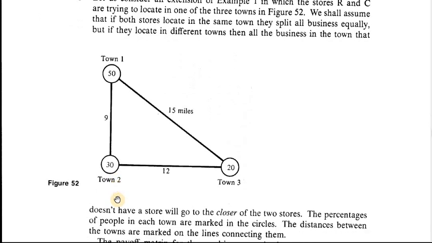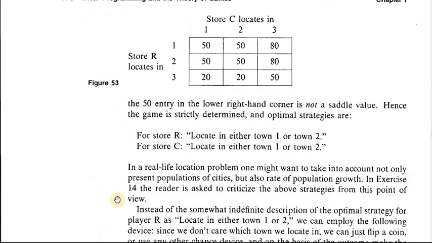And if we get the payoff matrix, you can see here, notice that on the diagonal of the payoff matrix you get 50s. That's because if both stores locate in the same town, they're going to get half the business.